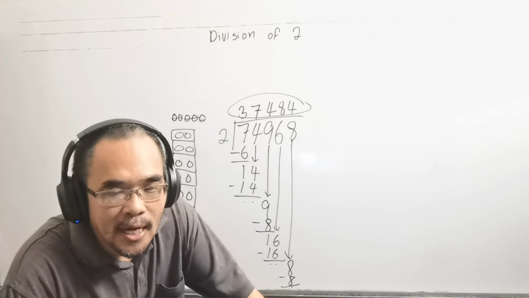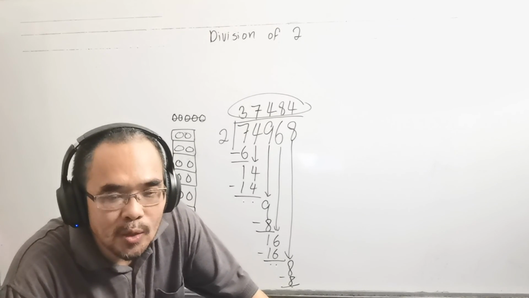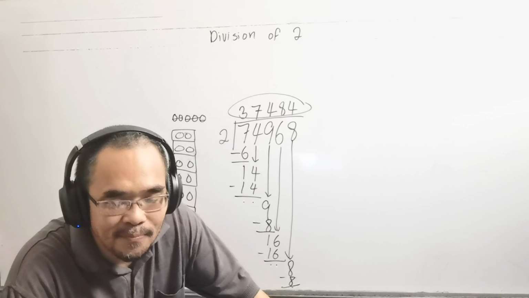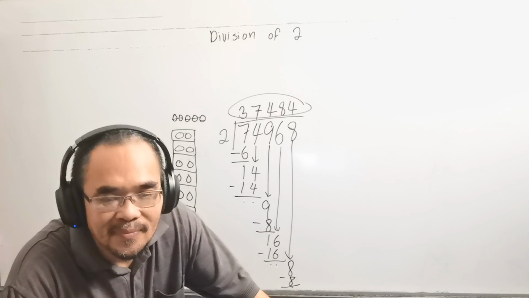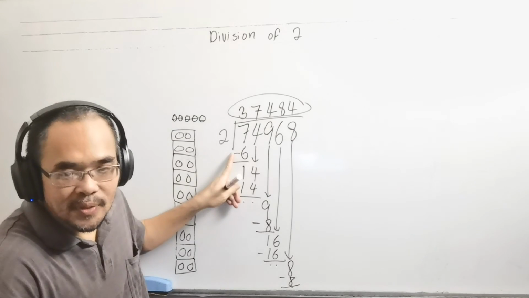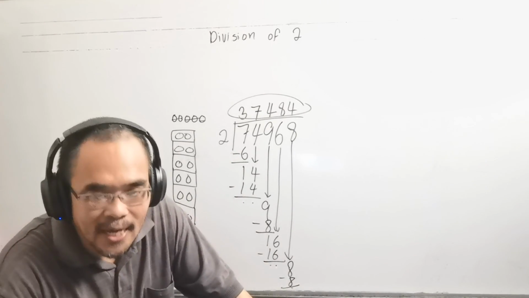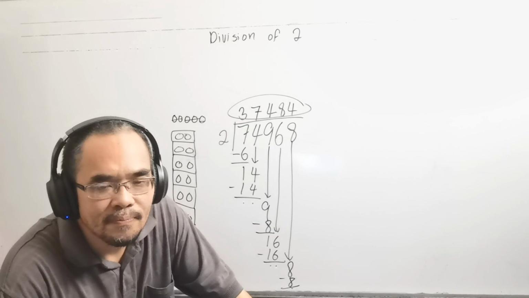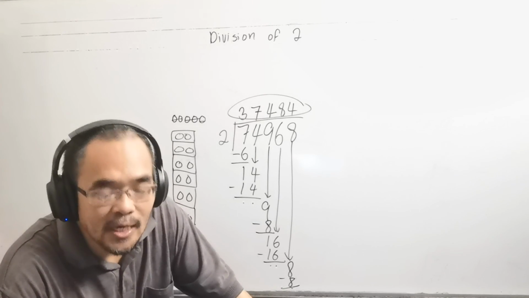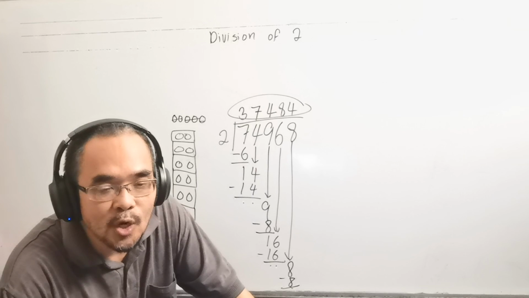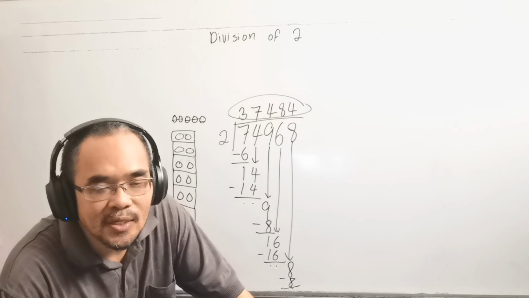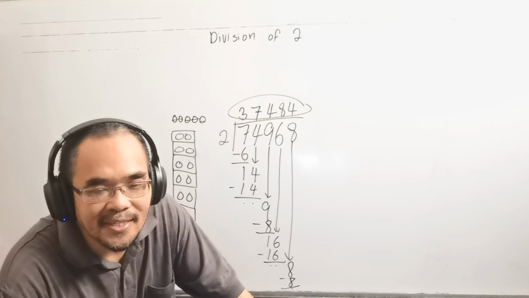So later on, I will ask your dad to work with you on multiplication of 2, on division of 2, okay? Yes, this is division of 2. Divide by 2. Division of 2. No, later. I will text your dad. No, I have your dad's number.